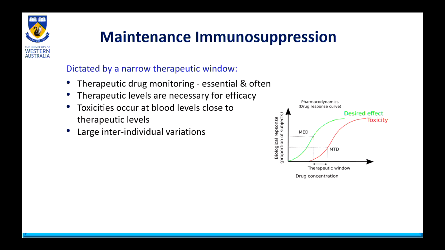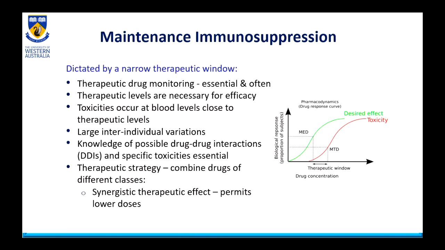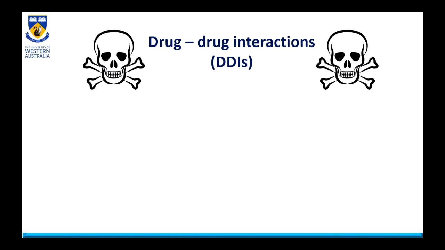And there's very large inter-individual variation. So because one patient has a particular response, it doesn't mean another will be the same. So you must monitor regularly. It's also really important to know any potential drug-drug interactions and any other specific toxicities. And the therapeutic strategy is, if you can combine drugs of different classes, that's an advantage, because by doing that we can potentially lower the dose. If we get a synergistic therapeutic effect, we can have lower doses of the drugs. But we also have different side effects.